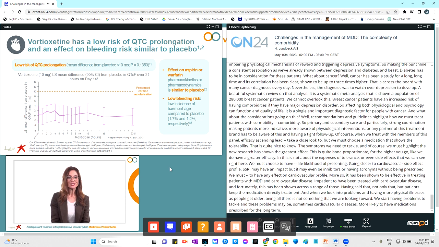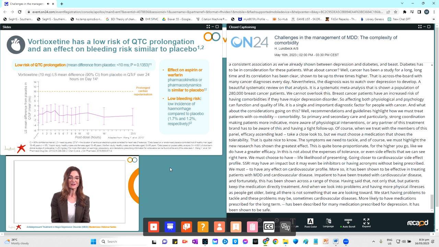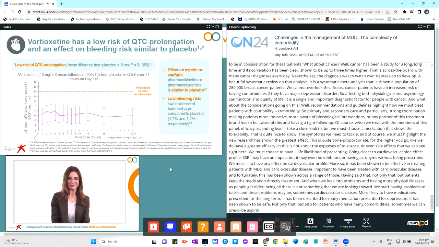And QTc prolongation has been described for many medications prescribed for depression. And across the board, vortioxetine has been shown to be safe. Not only that, but also patients who have many comorbidities, and the older they are, the more likely they are, sometimes being prescribed aspirin or warfarin. Well, it's nice to know that the pharmacokinetic and pharmacodynamic profile of vortioxetine is similar to placebo here, and it's safe to be prescribed with aspirin or warfarin.